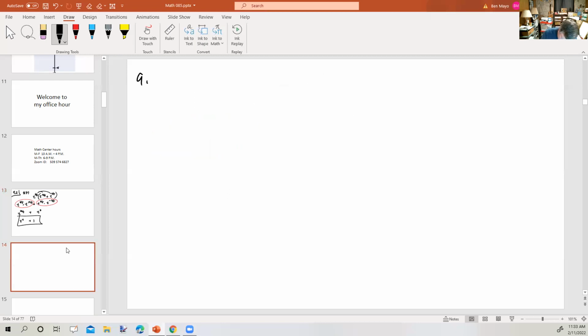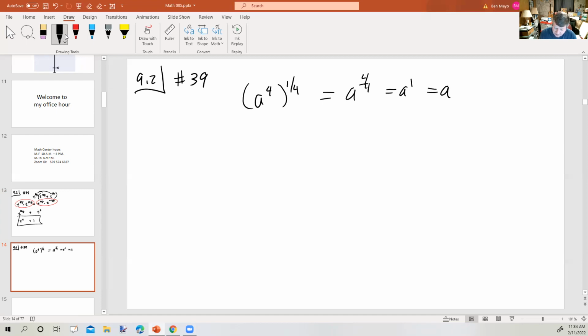All right. This is also from section 9.2, number 39. Simplify the expression if possible. Assume that the variable can be any real number and use absolute value bars when necessary. Okay. It says a to the 4th to the 1/4 power. When you have a power raised to a power, you multiply the exponents. 4 times 1/4 is 4/4, which would be 1. So our answer is a.